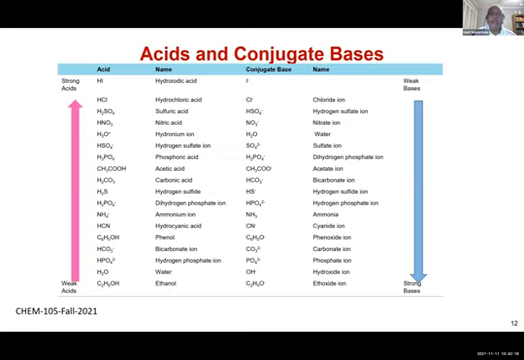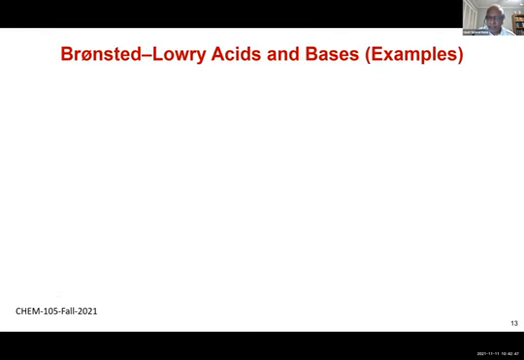The thing I want you to remember is strong acids have weak conjugate bases. Weak bases have strong conjugate acids. Ammonia is a weak base. Ammonium ion is a strong conjugate acid. So keep that in mind.